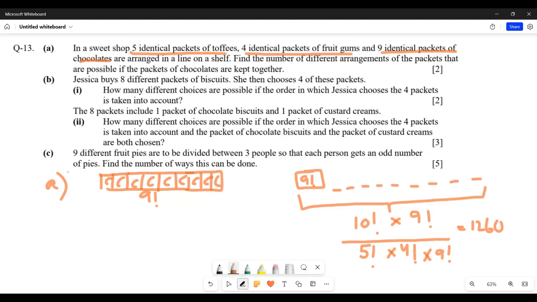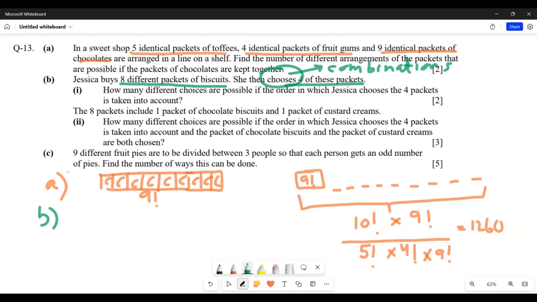Part B. Jessica buys 8 different packets of biscuits. She then chooses 4 of these packets. How many different choices? Chooses means combinations. How many different choices are possible if the order in which Jessica chooses the 4 packets is taken into account?